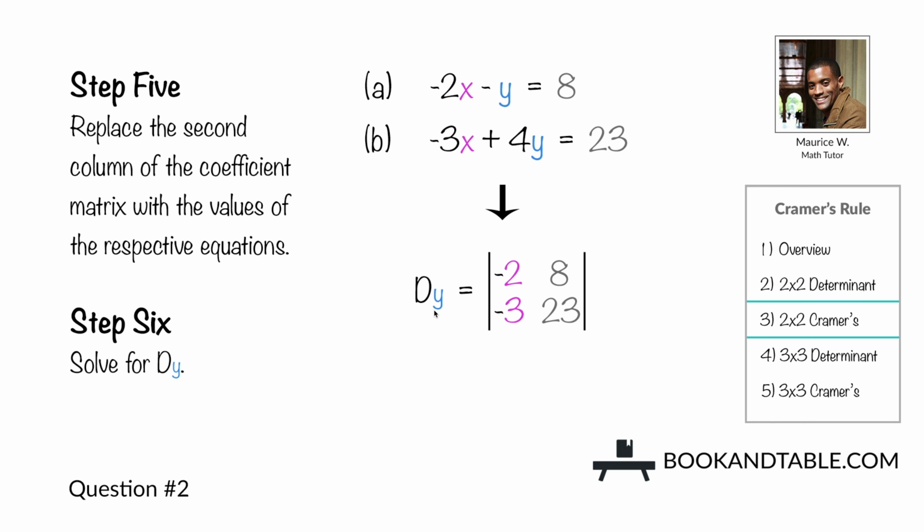And now we can solve for dy by multiplying negative 2 times 23, and then we subtract the product of negative 3 times 8. Negative 2 times 23 is negative 46, minus negative 3 times 8, which is negative 24. Negative 46 minus negative 24 is negative 46 plus 24. And negative 46 plus 24 shows us that dy is equal to negative 22.